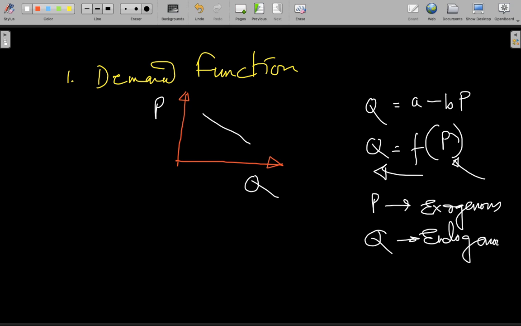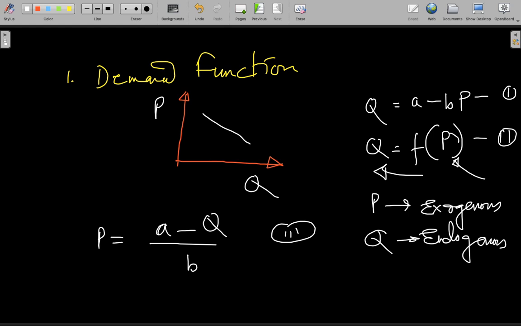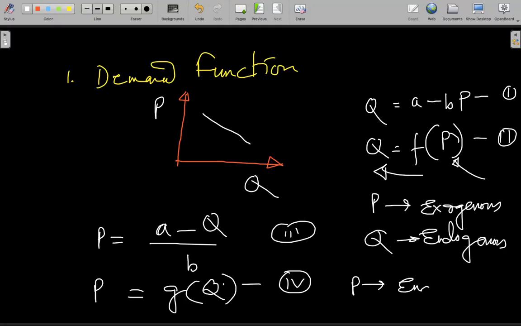Now let's say we write the equation slightly differently. Say this is equation 1, 2, and now I write P is equal to A minus Q by B. I just reorganize the equation and write it as equation 3. Here I express P as some function G of Q. So here I provide the value of Q and I get P. So in this equation, P becomes my endogenous variable, whereas Q is the exogenous variable.